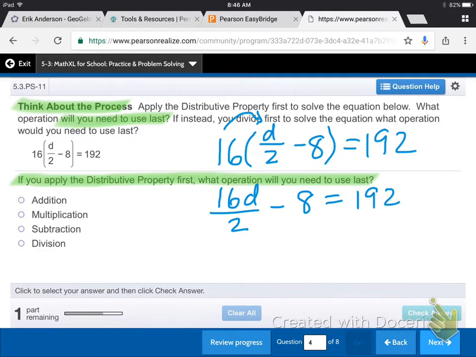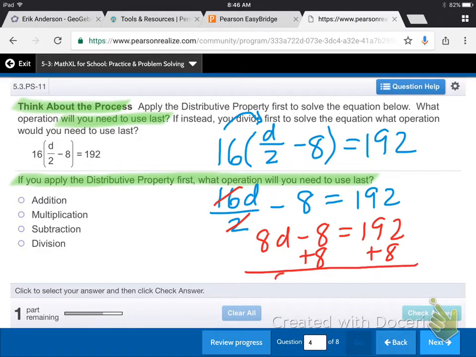192. And now, what is 16 divided by 2? Right here, 16 over 2 is actually 8. 8d minus 8 equals 192. And now we know from yesterday and all the problems today that we're going to add 8 to both sides. And so 8d we bring down, and that equals 200. And then finally we're going to divide.